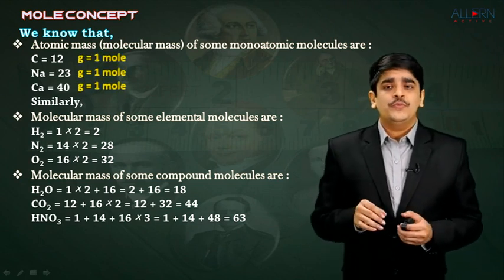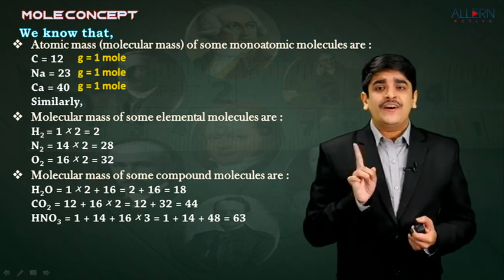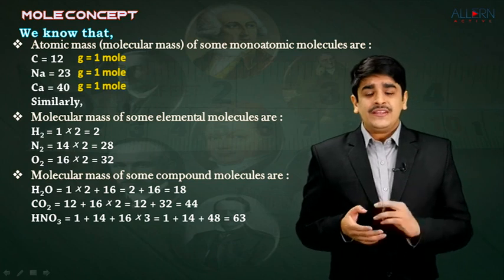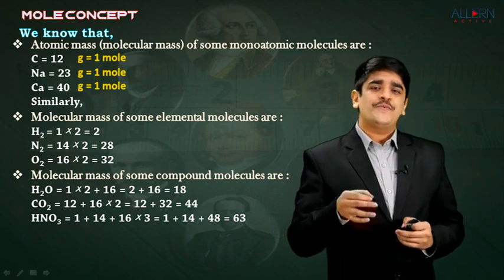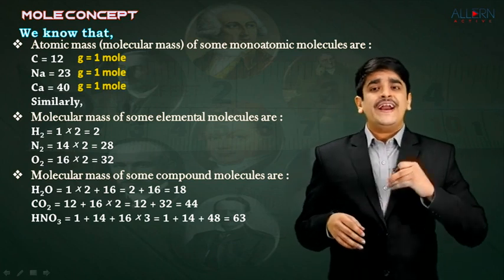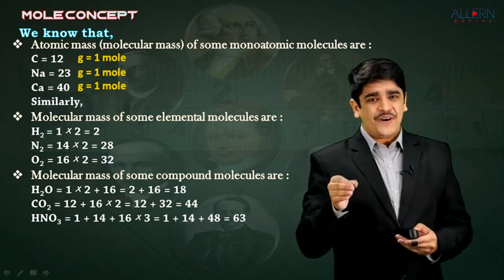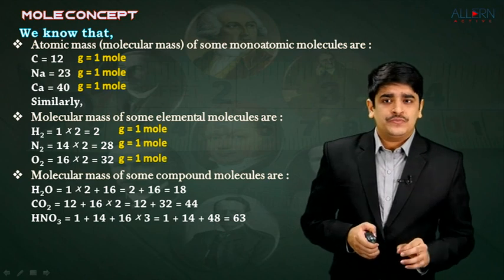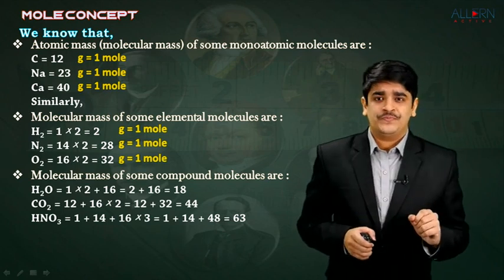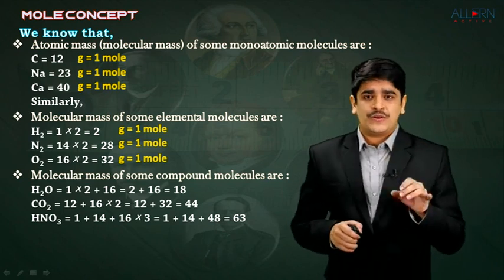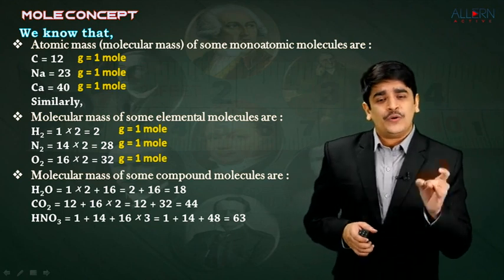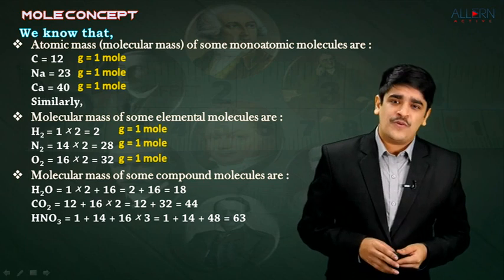Now, what am I going to do? If I take 12 grams of carbon, I have 1 mole of carbon. 23 grams of sodium, I have 1 mole of sodium. 40 grams of calcium, I have 1 mole of calcium. Similarly, 2 grams of hydrogen is 1 mole of hydrogen. 28 grams of nitrogen is 1 mole of nitrogen. Oxygen, 32 grams of oxygen is 1 mole of oxygen.